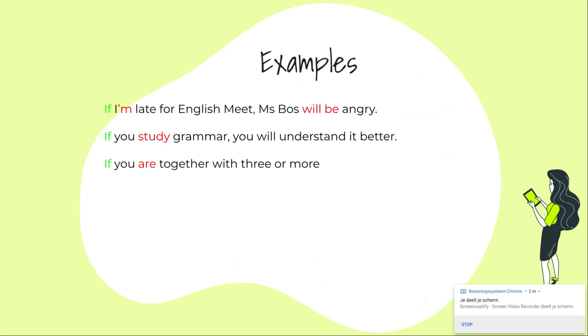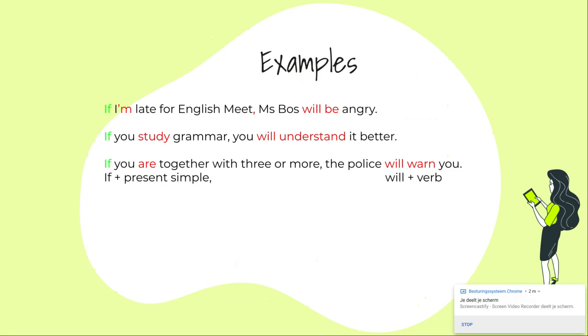If you study grammar, you will understand it better. So always study your grammar and you will understand it better. So if plus present simple, will plus verb. If you are together with three or more, the police will warn you because you are not allowed to be with more than three people. So if you are together, the police will warn you. If plus present simple, will plus verb. So these are better sentences now.